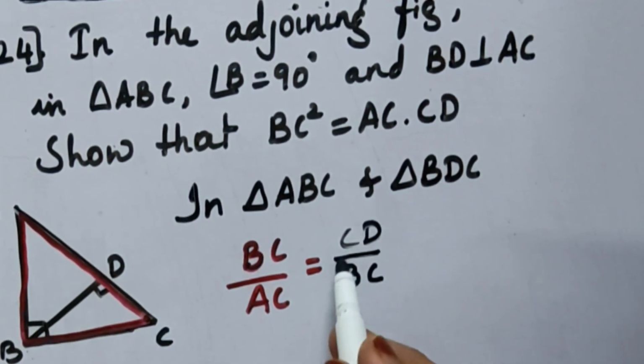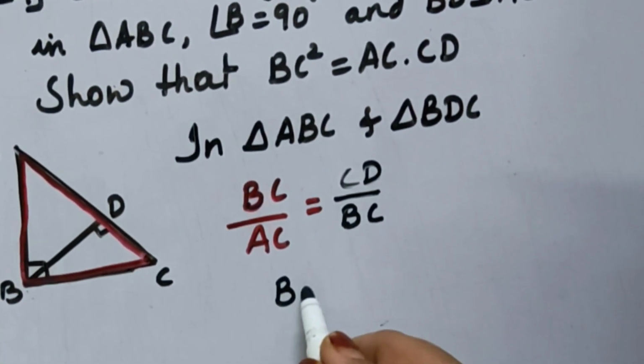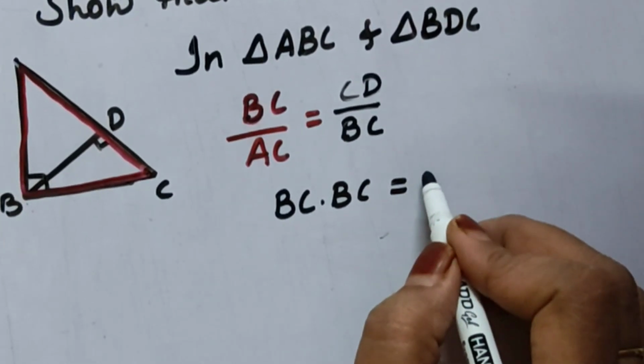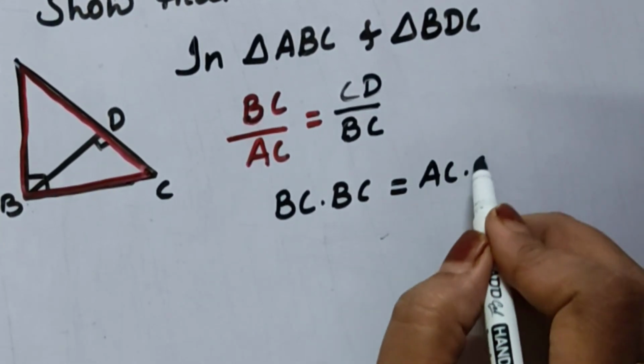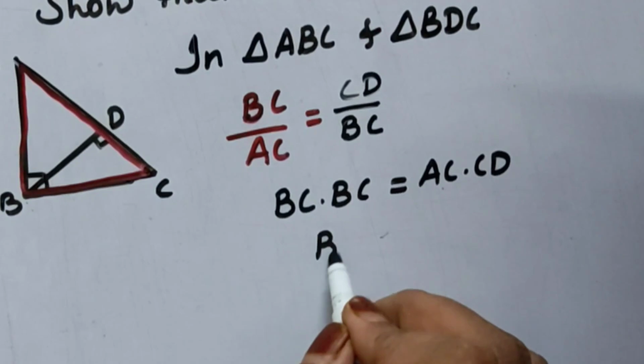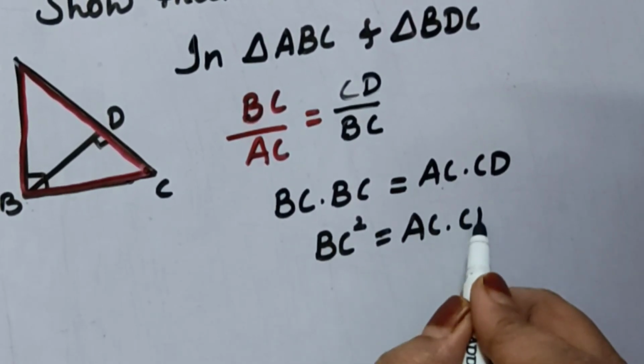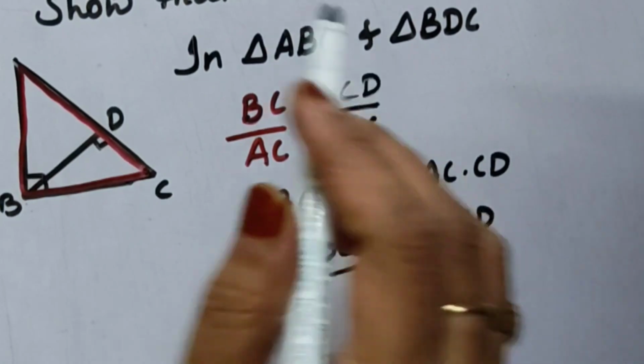Now we'll do cross multiplication. BC into BC equals to AC into CD. BC into BC will be BC square equals to AC into CD. I hope this is clear to you all.